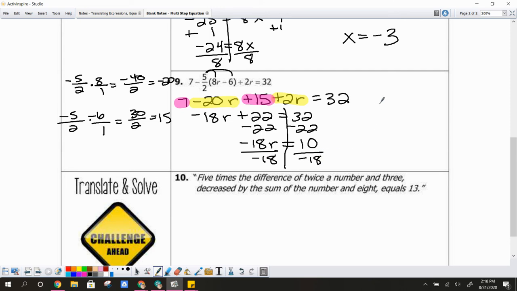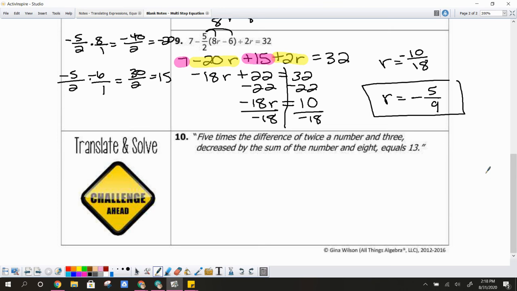All right, so for here, put the negative out front. So I have r equals -10 over 18, but I can simplify that. Both of these are divisible by 2. So my final answer is r equals -5/9. I'm going to leave it as a fraction in its simplest terms.